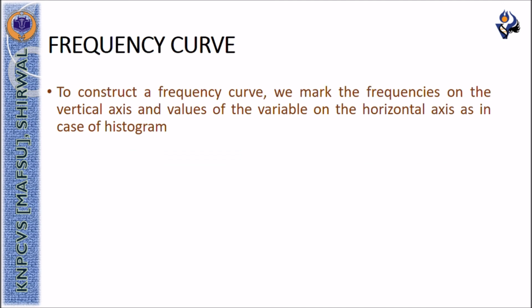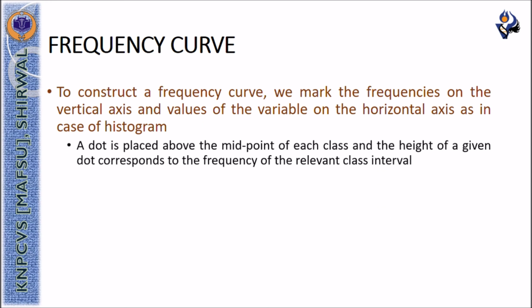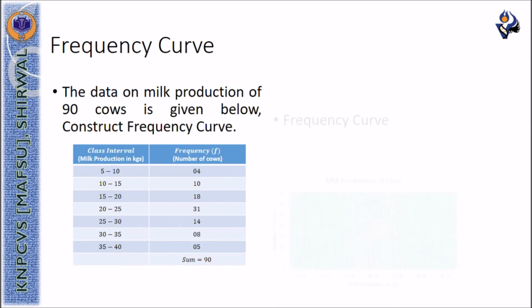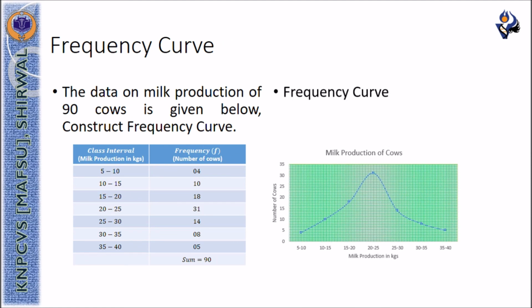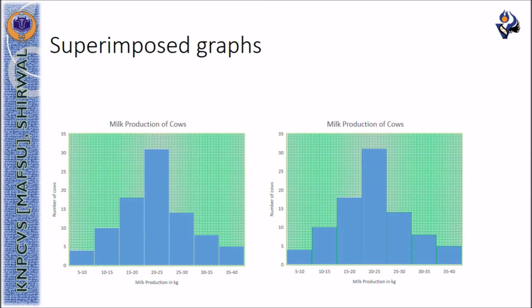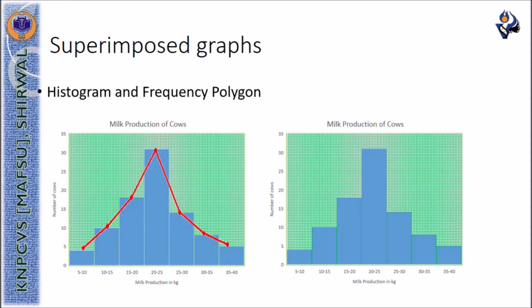The only difference between frequency polygon and frequency curve is that the dots are connected using smooth lines in the case of a frequency curve. This is an example of a frequency curve. We can use histogram and frequency polygon or histogram and frequency curve to represent superimposed graphs.